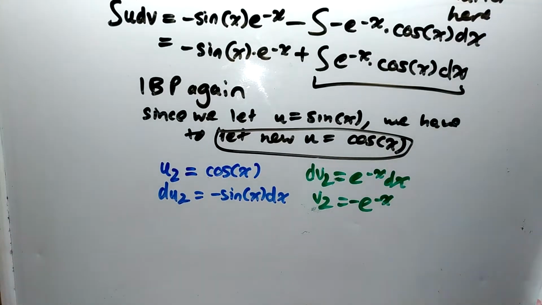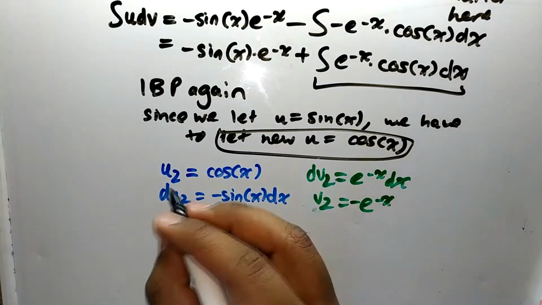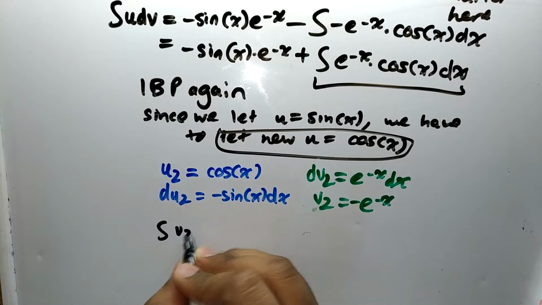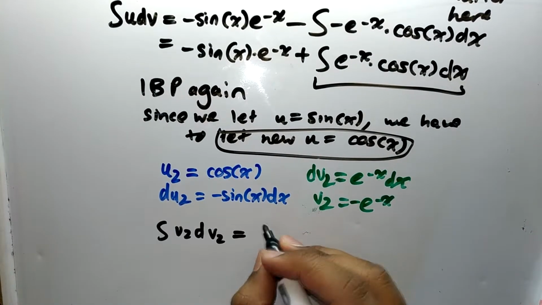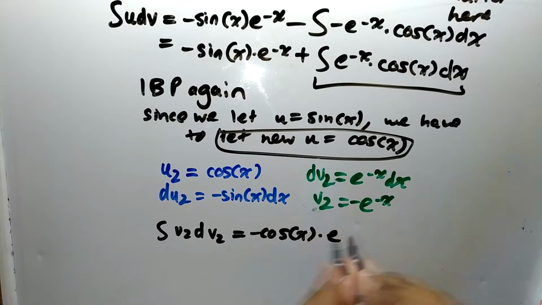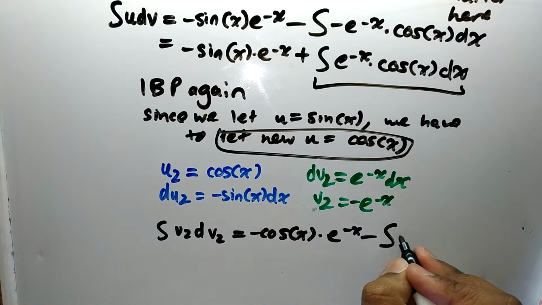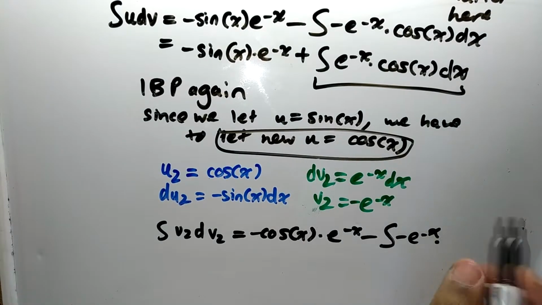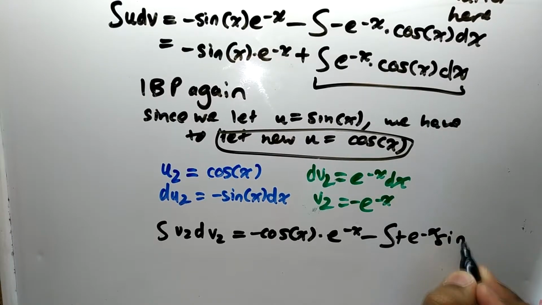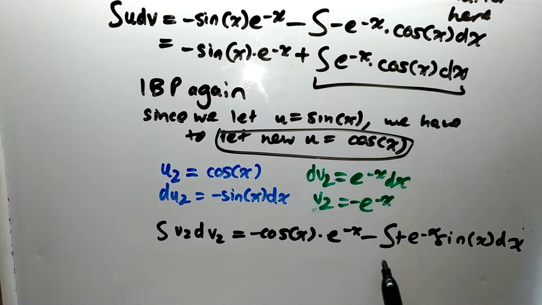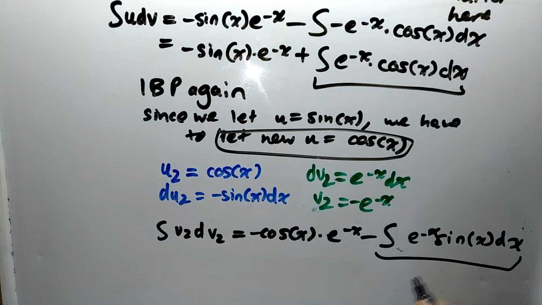it's going to be negative e to the negative x, and then plug that back into our integration by parts formula. It's going to be cos x times e to the negative x minus v times du, so negative e to the negative x times negative sine. The negatives become a positive, and you notice that we reacquire our original integral, which was u dv.